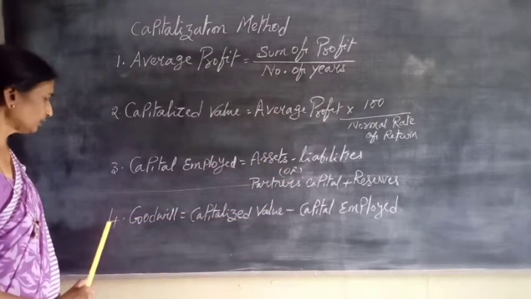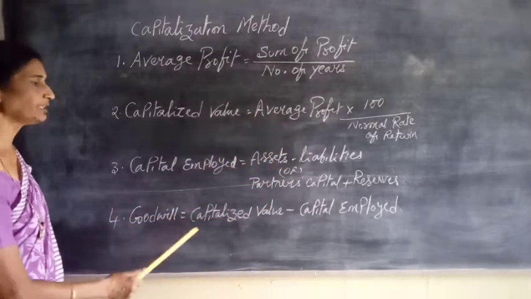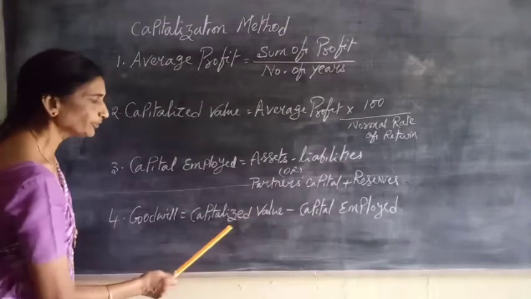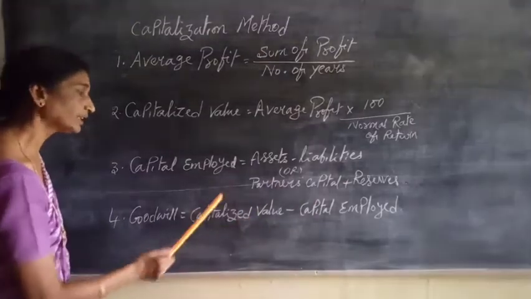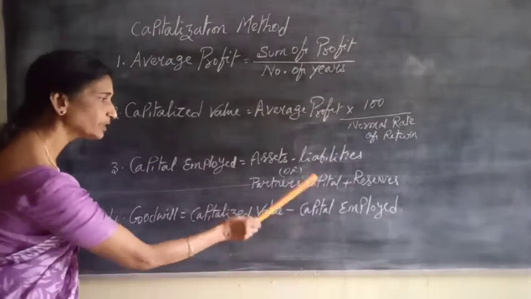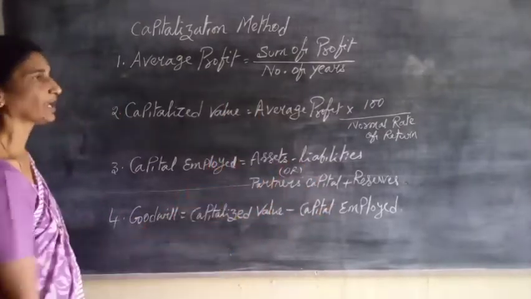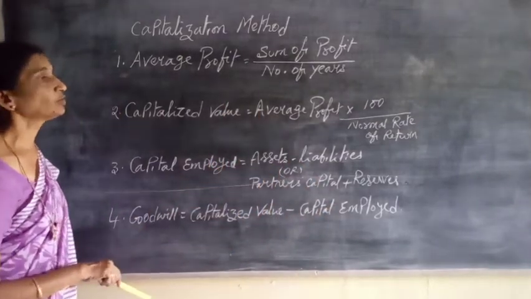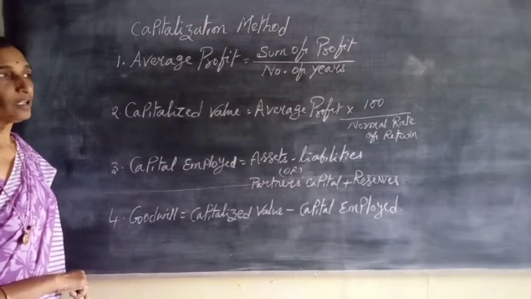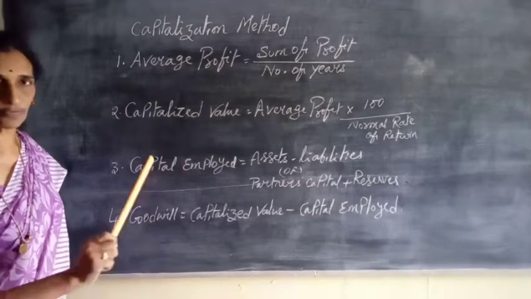And lastly, we have to calculate the goodwill by deducting the capital employed from the capitalized value. Means the required amount of capital minus actual capital employed by this businessman. This is how to calculate goodwill under capitalization of average profits.